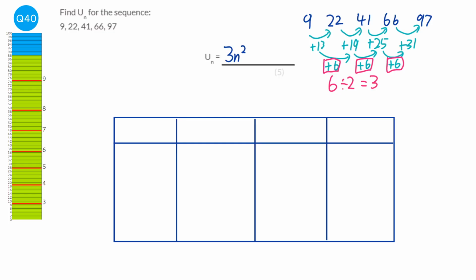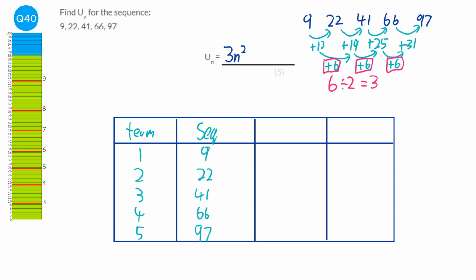And we're going to have our term number and our sequence. So term numbers will just be first, second, third, fourth and fifth, so 1, 2, 3, 4, 5. The sequence is just 9, 22, 41, 66 and 97.